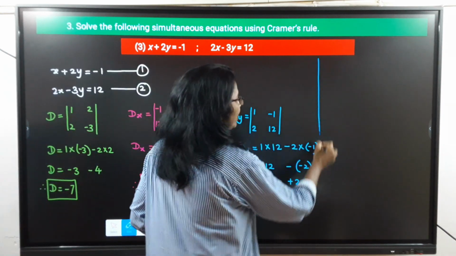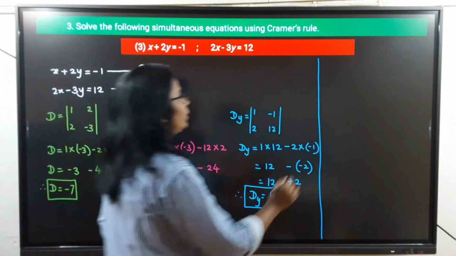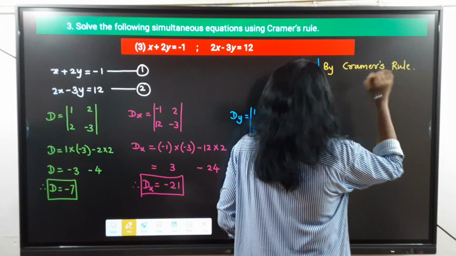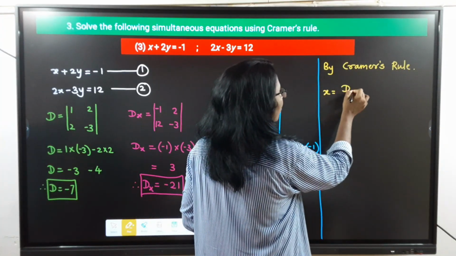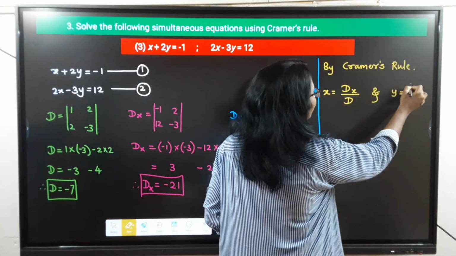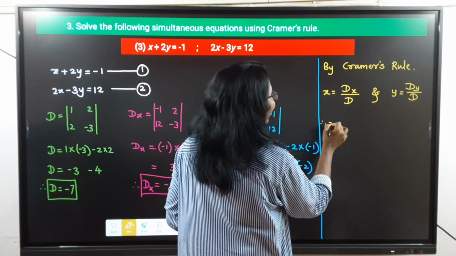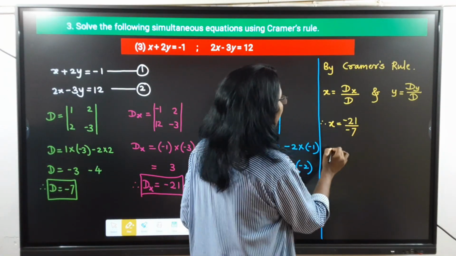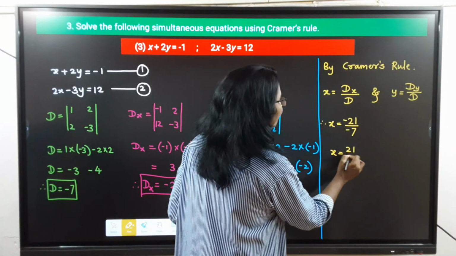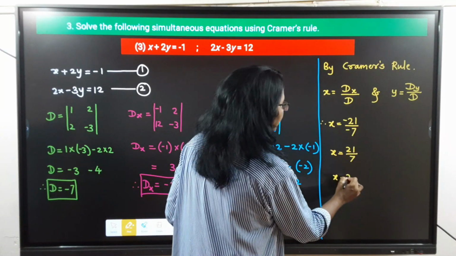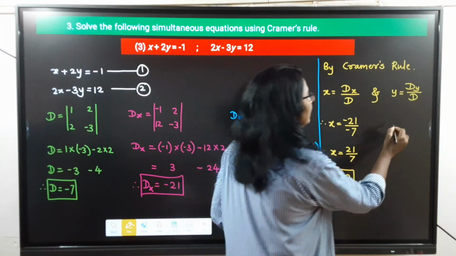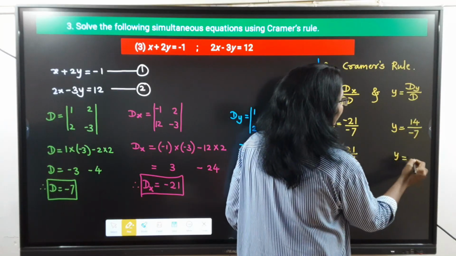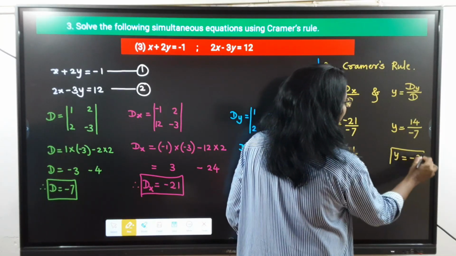Next, by Cramer's rule, the variables are x and y here. x = Dx/D and y = Dy/D. Therefore x = -21 / -7. The negative signs cancel out, so 21/7, and 7 threes are 21, so x = 3. Then y = 14 / -7. 7 twos are 14, so y = -2.